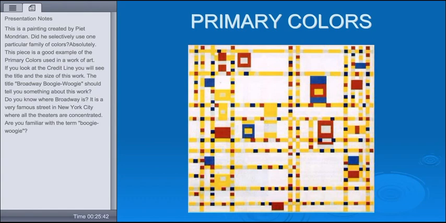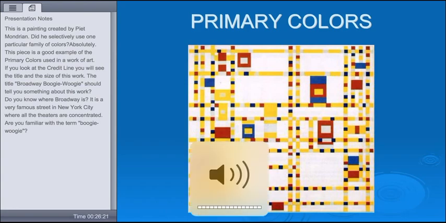This painting is by Piet Mondrian. Did he selectively use one color family? Absolutely. What color family was that? Primary colors on a white background. Most people would ask, what was he painting? Well, if you knew the title of this painting, which I'm going to tell you, think about what does it look like? What do you think this is before I tell you the title of this painting?